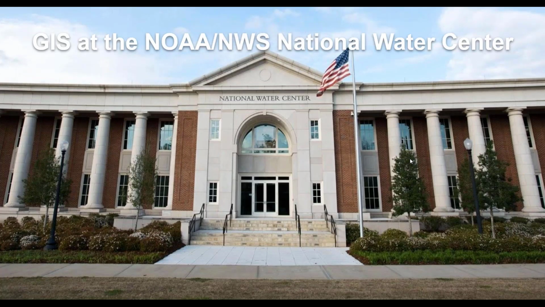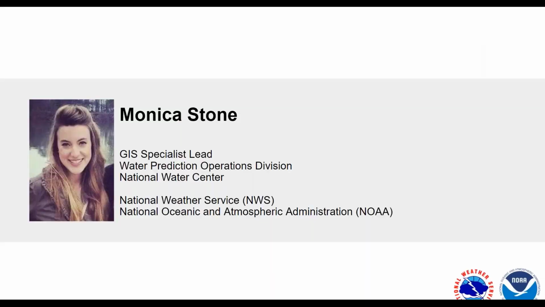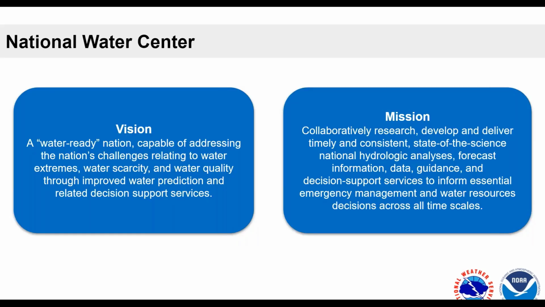I'm going to be speaking a little bit about some of the GIS development and activities that are ongoing at the National Water Center. My name is Monica Stone. I am the GIS Specialist Lead within the Operations Division of the National Water Center. And the National Water Center is part of the National Weather Service, which is part of the National Oceanic and Atmospheric Administration. Our vision at the National Water Center is a water-ready nation. So we are addressing the nation's challenges when it comes to water extremes, water scarcity, and water quality.